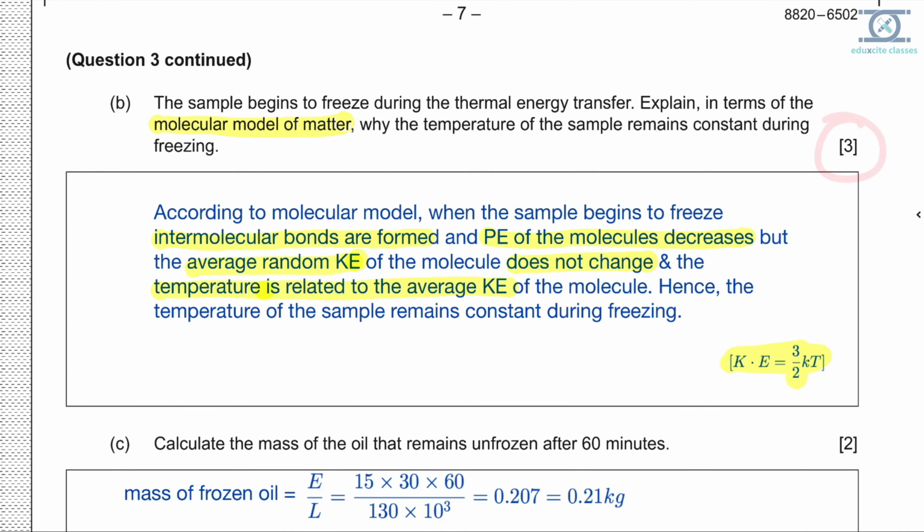The 3 marks are for reference to the intermolecular bonds, that there is a decrease in potential energy. Second point, average kinetic energy does not change, and 1 mark for that temperature is directly related to the kinetic energy. Okay.